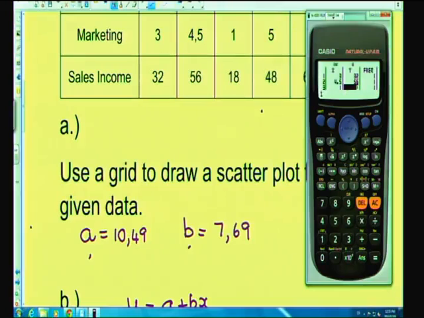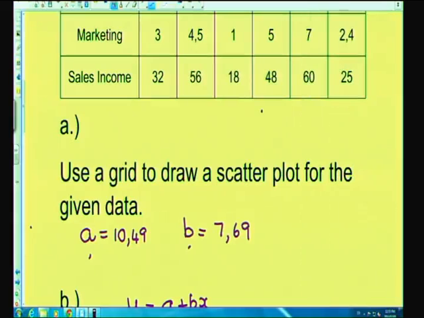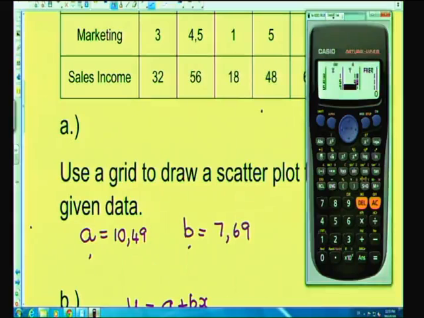18, sorry, too many 8s there, equals 48, to just bring that down to look at the last two, 60 and 25. Sorry about losing that data. It was silly of me because it was done. 25, come on, 5 equals. All right, so we cleared the calculator.